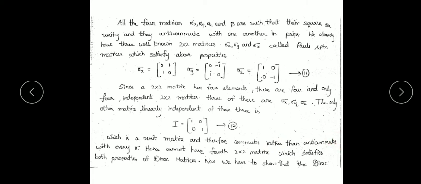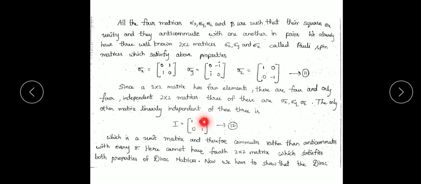That means this other linearly independent matrix would commute with all of these 3 matrices, that is AB minus BA equals 0. But what we needed here is anti-commutation, AB plus BA equals 0. But here it is commuting with every one, hence we cannot have a fourth 2 by 2 matrix which satisfies both properties of Dirac matrices.